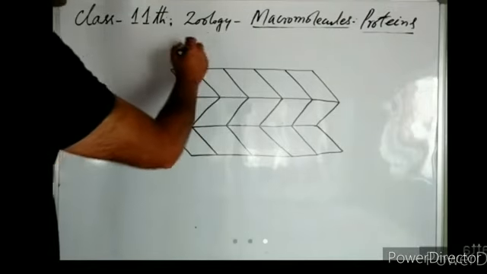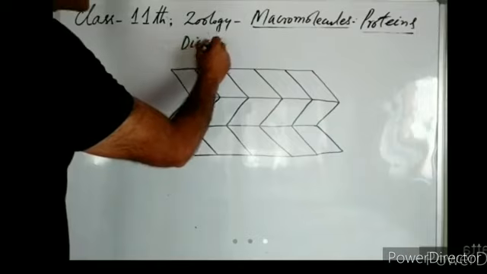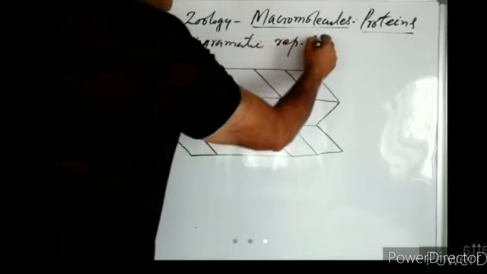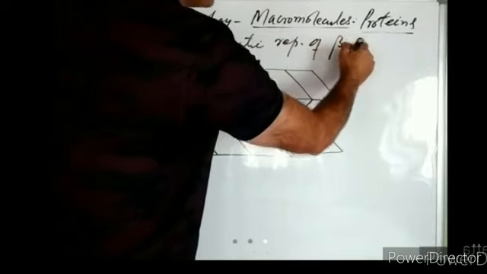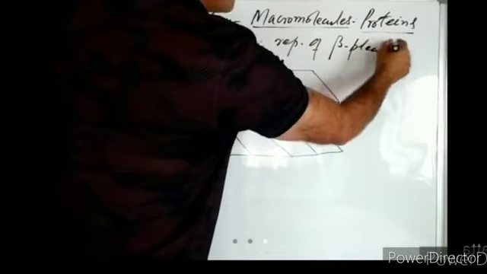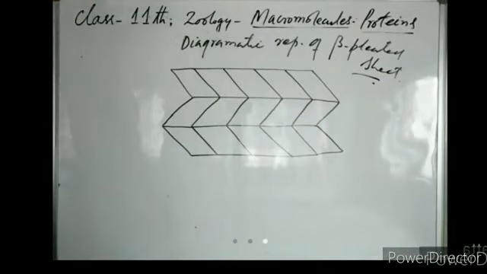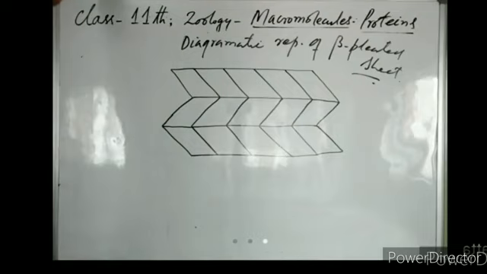And this is the diagrammatic representation of a beta pleated sheet. This is the simple way to show a beta pleated sheet. And this beta pleated sheet structure is present in the fibroin protein of silk, right?